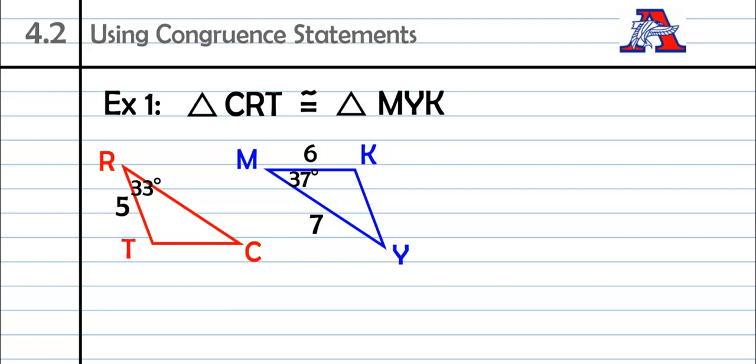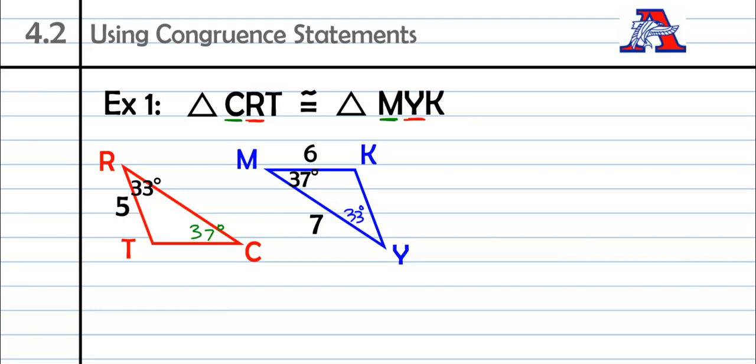What I mean by that is we have angle R. We have the measure of angle R. It's 33 degrees. Since R is the middle letter and Y is the middle letter, they have to have the same measures. So I'm going to go over to the blue triangle on the right and fill 33 degrees in for angle Y. Then I'm going to do the same thing. I know what angle M is. Angle M is 37 degrees. It's the first letter, and C is the first letter. So the measure of M and the measure of C have to be the same. I'm going to go back to the red one and fill 37 degrees in at angle C.